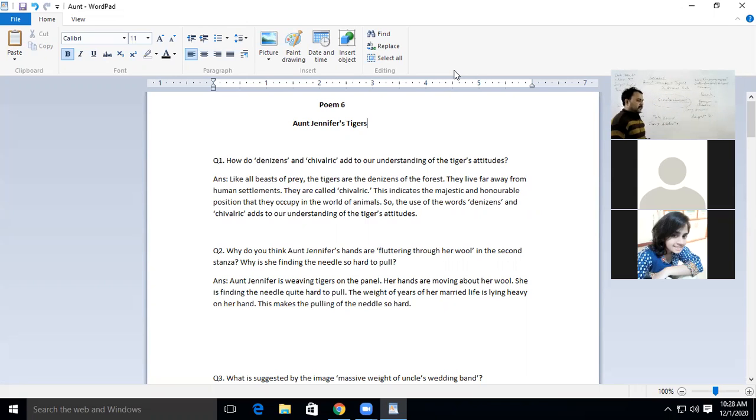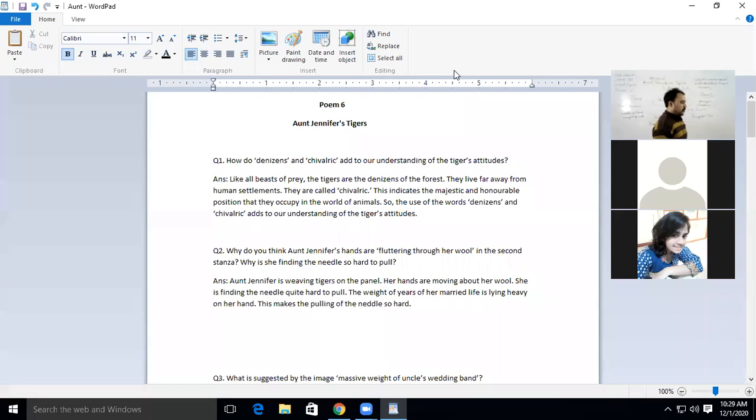So remember in the exam, this kind of question based on the vocabulary, especially in the poem, question based on the words or vocabulary or any phrase. Phrase is a group of words. Can also be asked. So the question is, how do denizen and chivalric add to our understanding? Or what do they symbolize? Or what do they signify about the tiger's attitude? This way the question could be put.